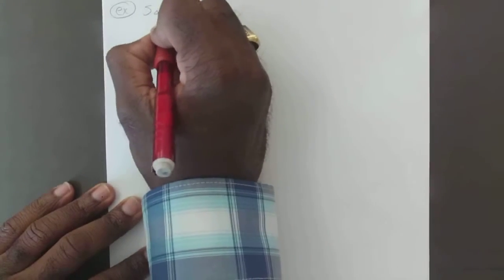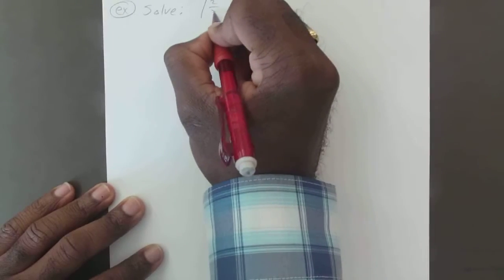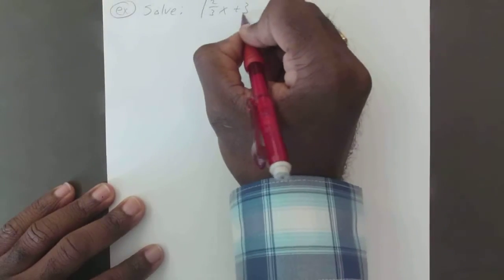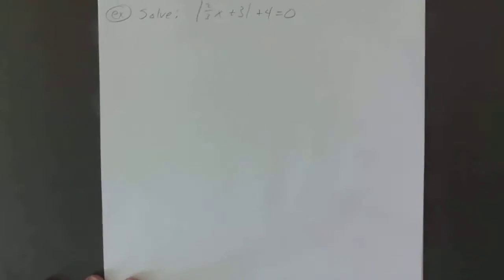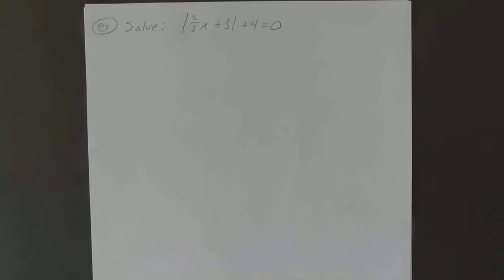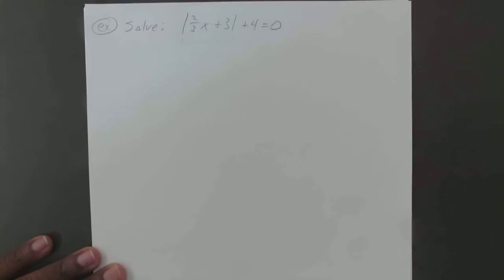Okay, so let's say, for example, we wanted to solve the absolute value of 2/3 x plus 3, plus 4 equals 0. Now the first thing you have to do before you can even start to try and solve this one is isolate your absolute value, which means you have to get rid of that plus 4.